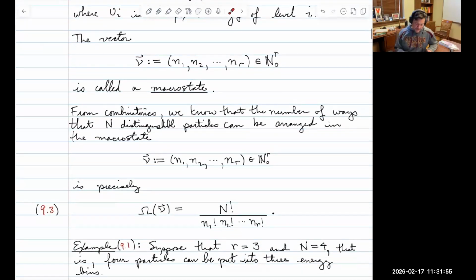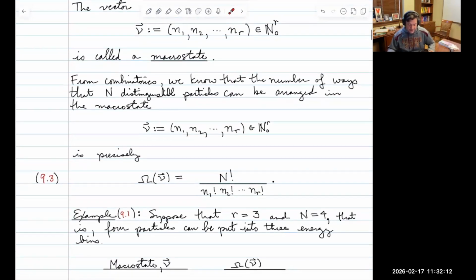So if you tell me what macrostate you're interested in, I can tell you from combinatorics, if you give me n particles, the number of ways that n distinguishable particles can be arranged into that macrostate. By distinguishable, we just pretend like there's a little label on each particle, but otherwise the particles are the same types of particles, like, for example, argon atoms or oxygen atoms.